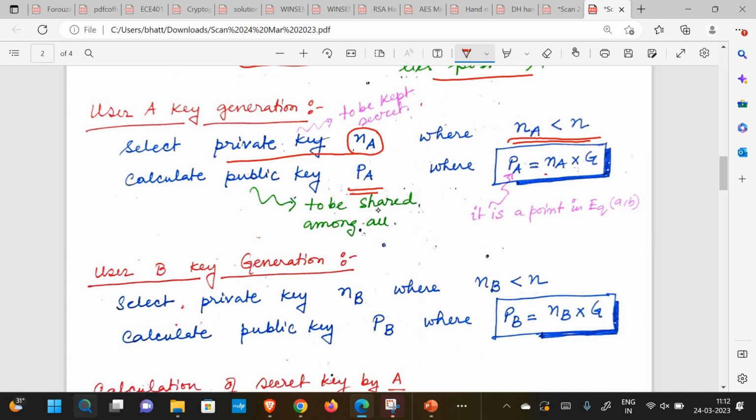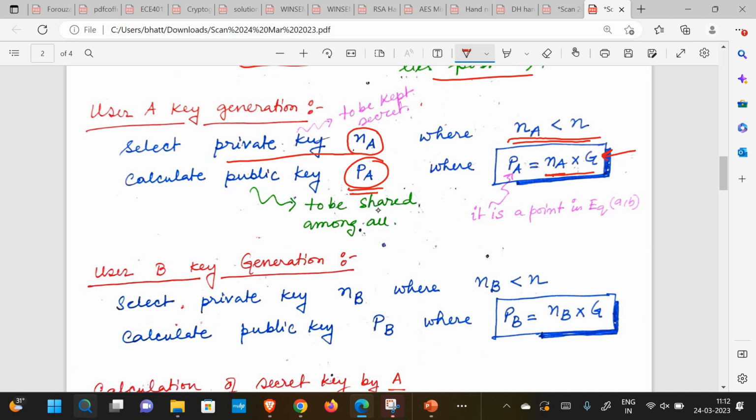So PA is given by the equation NA multiplied by G. G is the point that we have considered beyond N. So G is the global parameter which you have already considered, and NA is the private key which you have considered over here. So the public key has a component of the private key inbuilt in it. Okay, so that's one of the uniqueness of the system.